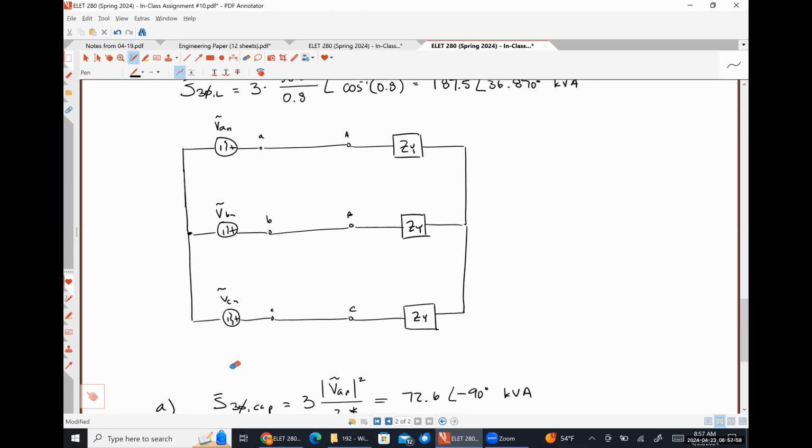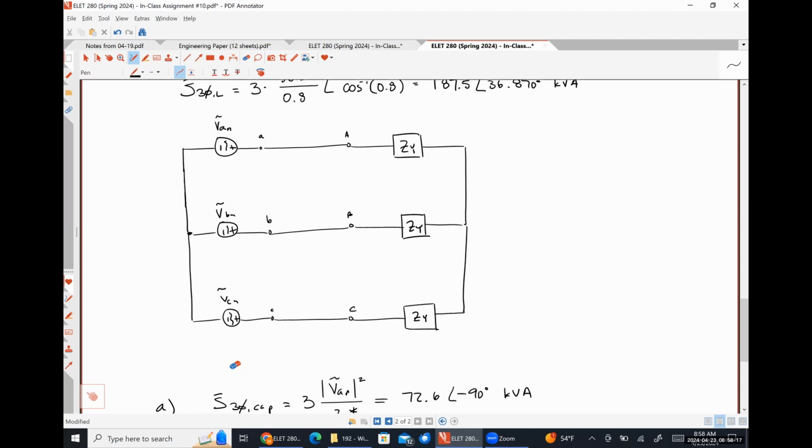So power factor divided by 3 doesn't mean anything. The power factor of a single phase system and the power factor of a 3-phase system are literally computed in the exact same way.